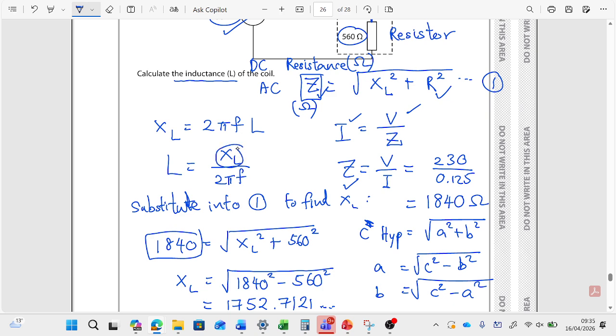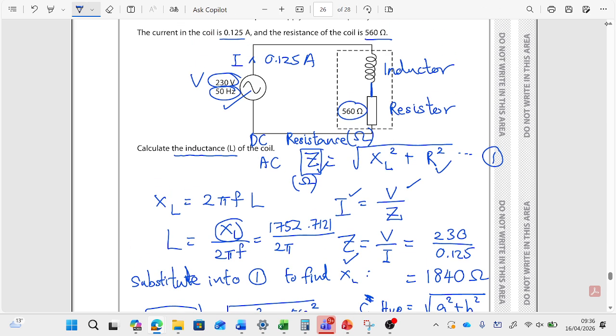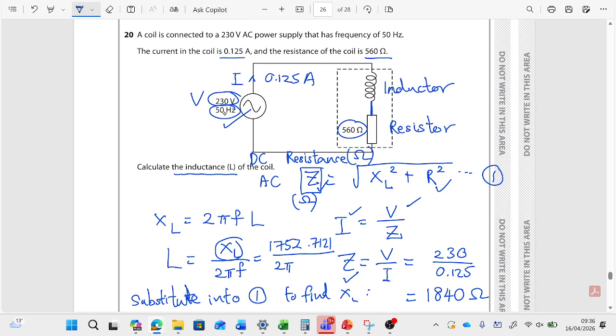We now know this, so it's 1752.7121 divided by 2 pi. What's my frequency? Can you believe it? Students often put their hands up in the exam and say, oh, I can't do this question because the 50 hertz is not given to me, because they are expecting the number to be written in the sentences. They don't look at the diagrams. So you multiply by 50.